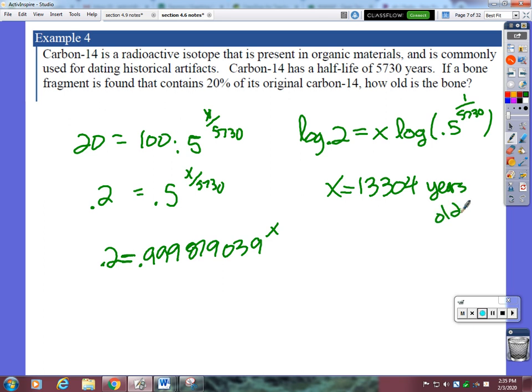13,304. Okay. And that should make sense because if the half-life is 5,730 years, then after 5,730 years, there will be 50% left, right? And then after another 5,730 years, so that's a total of 11,460, there would be 25% left, because that's half of 50%. And then this is a little bit after that, okay?